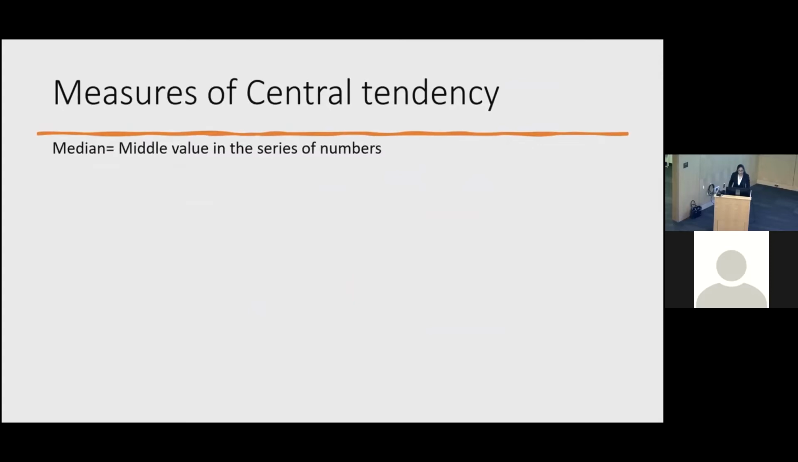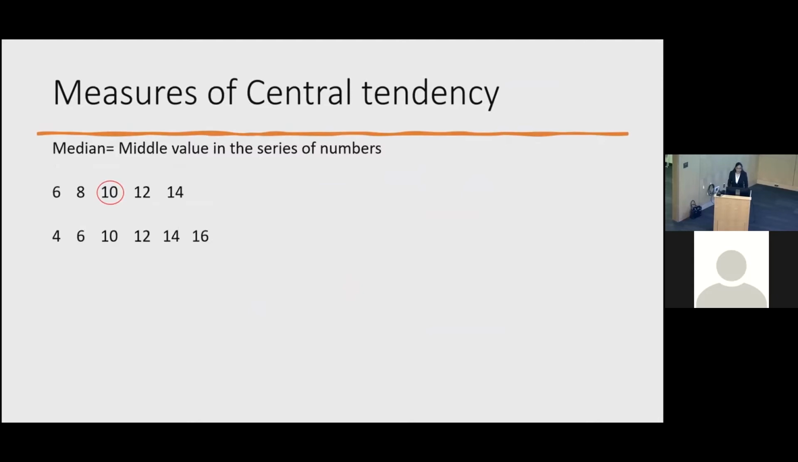The second measure of central tendency is the median, which is the middle value in the series. Here again, we have a sample of 5 with age measured in years. In order to find the middle age, all you have to do is look at the middle value. So what is the middle value in this case? 10. So the median age here is 10 years.